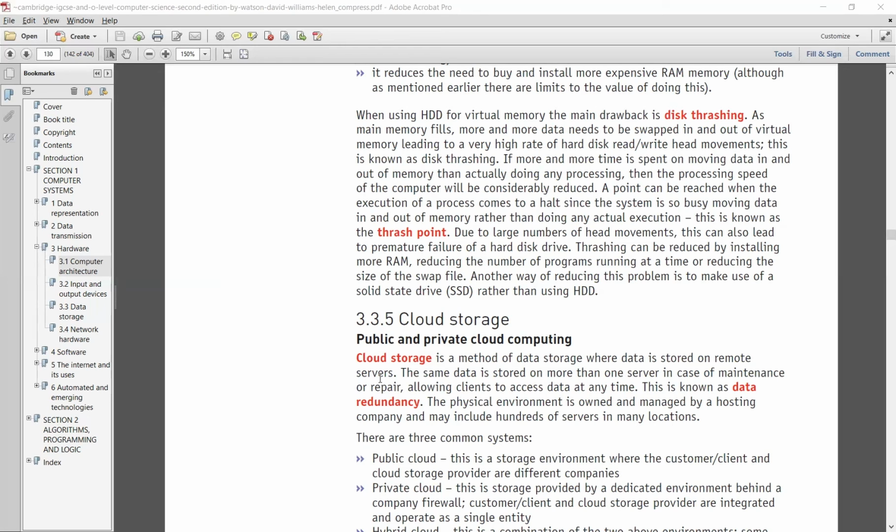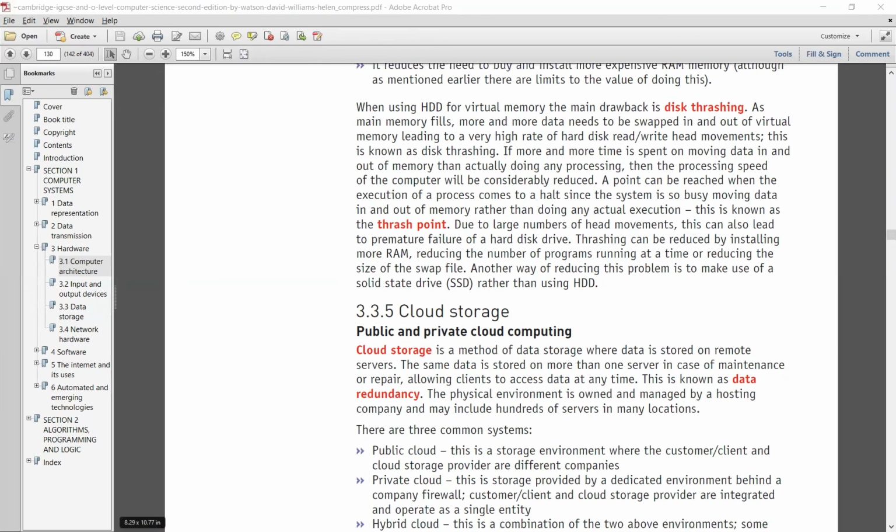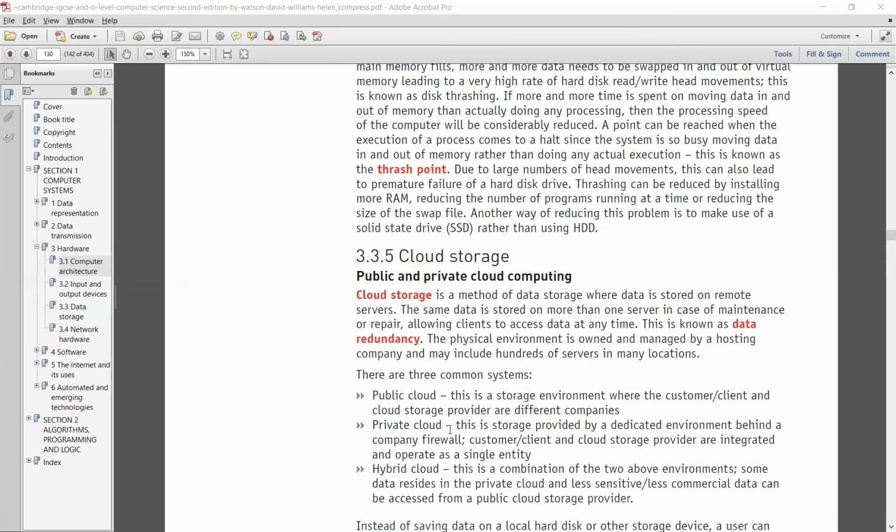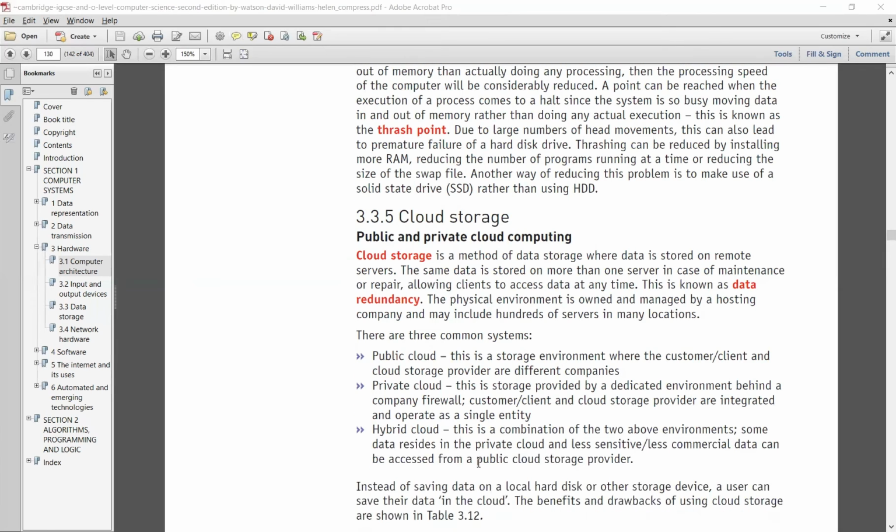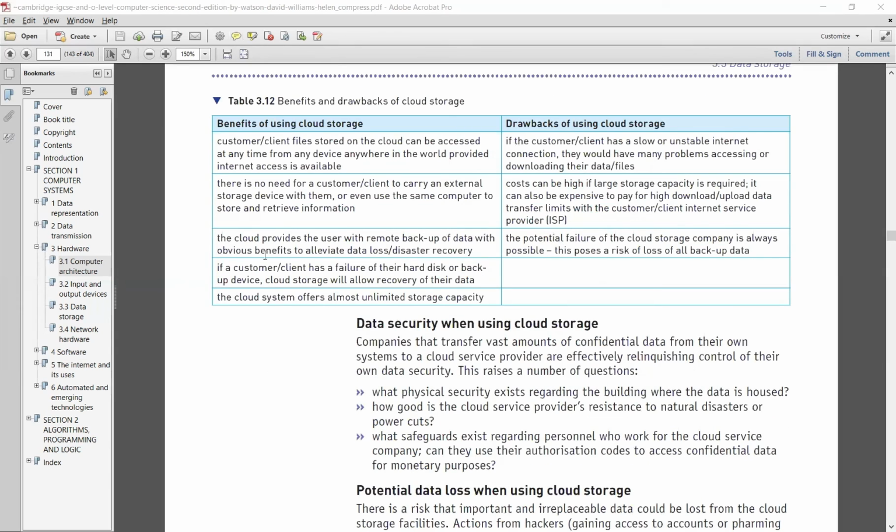Now moving on to cloud. The three common systems are public cloud, private cloud, and hybrid cloud. As the name implies, public is going to be managed by the providers, and the customers are different companies. Private cloud is a dedicated environment behind a company firewall, and on the contrary, hybrid, as the name implies, is a combination. Now, moving further, we have the advantages and disadvantages, benefits and drawbacks.